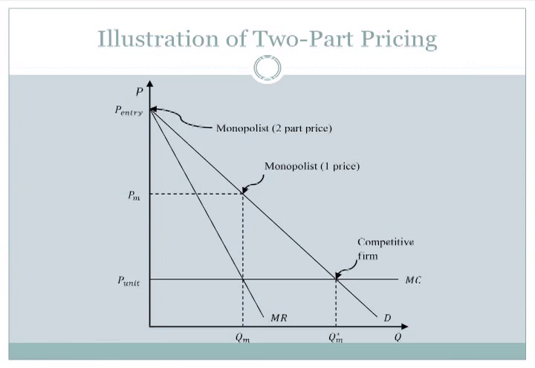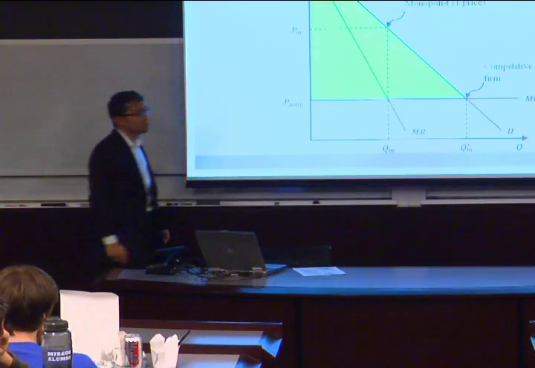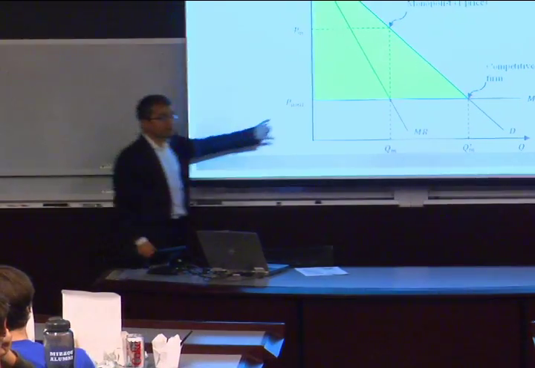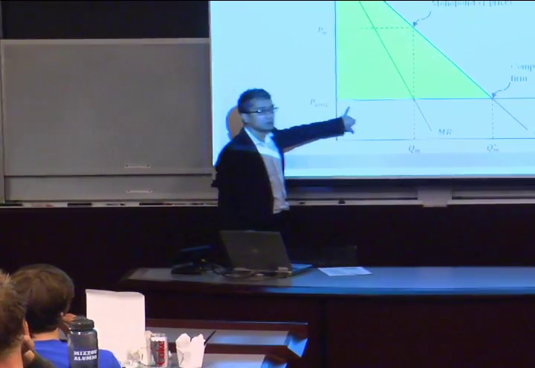So now, you've charged your entry price. Your entry price is that entire triangle, which to you, the innovator, is now profits. By the way, you notice that this is bigger than that box that was created with the single price. Two-part pricing can give you more profits. Okay? And then, for everything else, you just charge marginal cost.